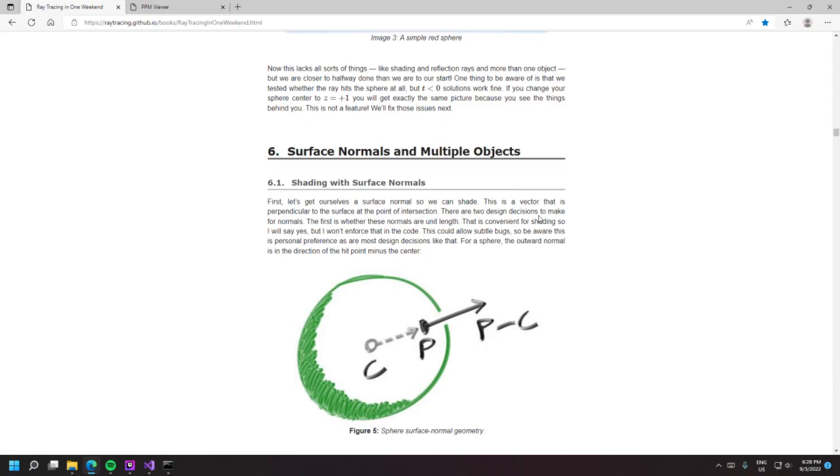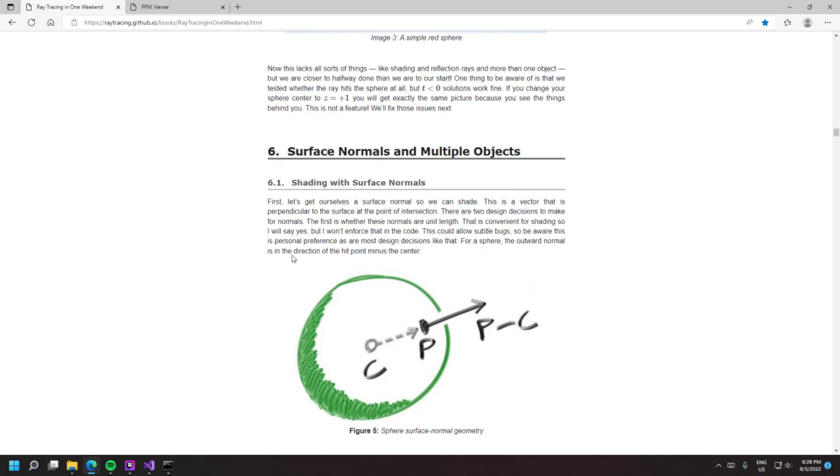There are two design decisions to make for normals. The first one is whether the normals are unit length. I think they should make them unit length. Okay, they are not enforcing that. Well, I guess it doesn't matter in some cases, but this could cause subtle bugs. I think it never hurts to make a vector unit length.